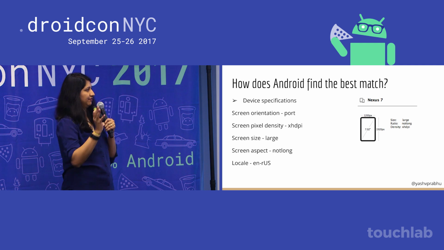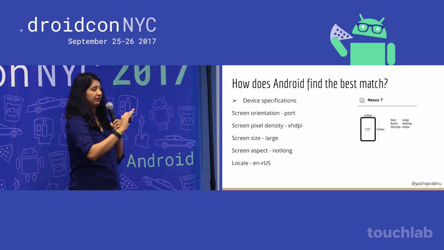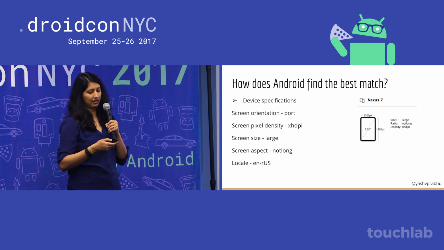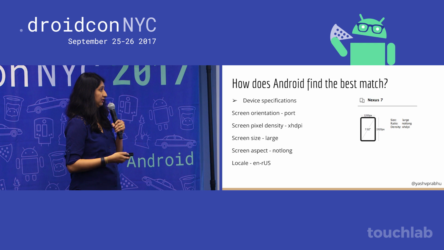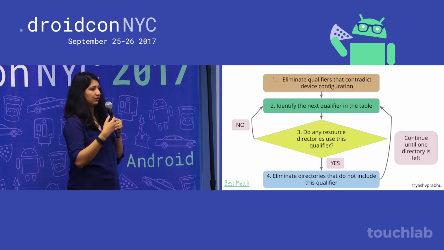Say you have a Nexus 7. It has screen orientation port, screen density XHDPI, large screen size, screen aspect is not long, and then the locale is English in the region US. So there's a flowchart here.